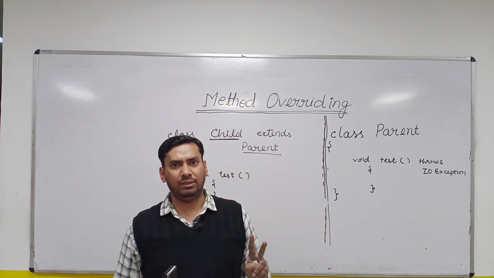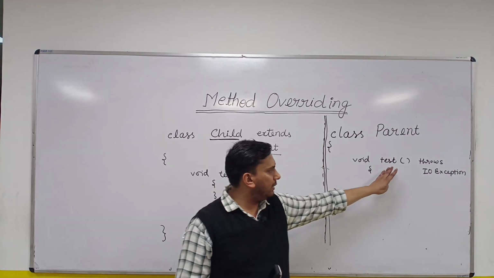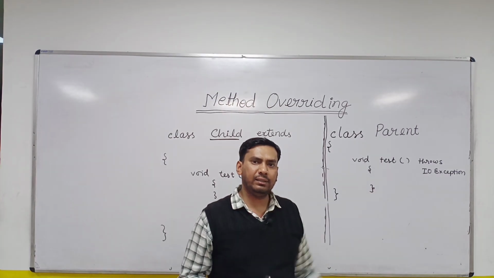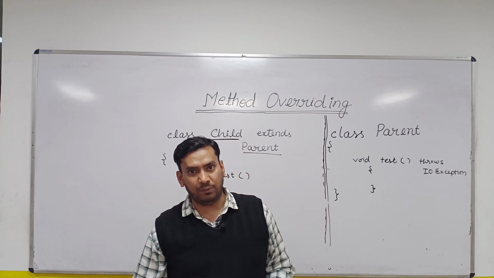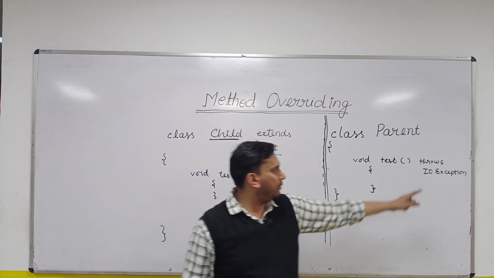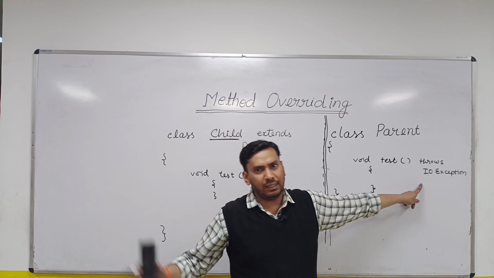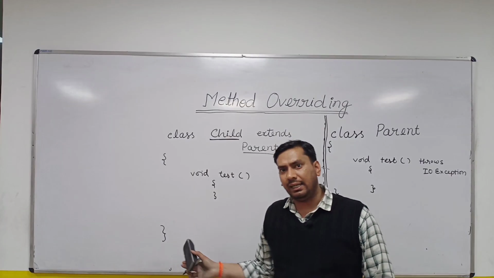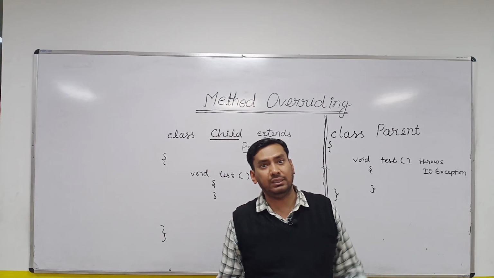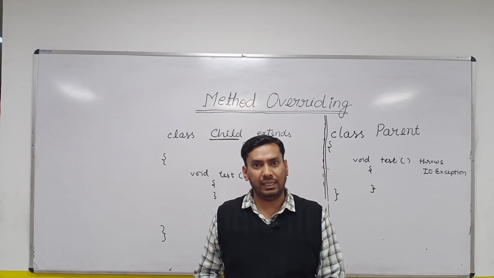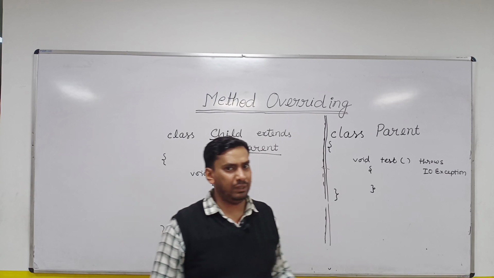Second rule says that during the overriding you can throw the child type of exception. Means here you are throwing IO type of exception. During the overriding I can write some other exception class instead of IO exception, which is a subtype, child type exception. I will explain with the example.